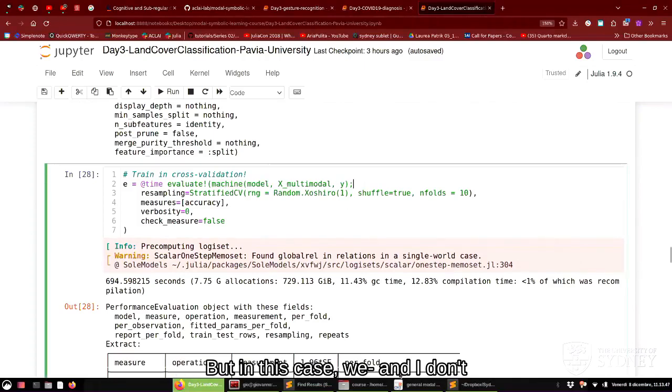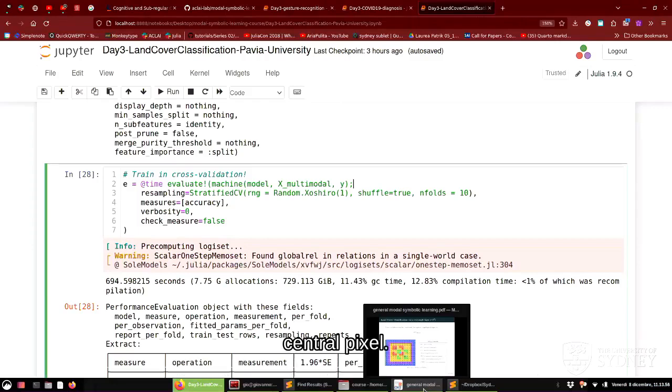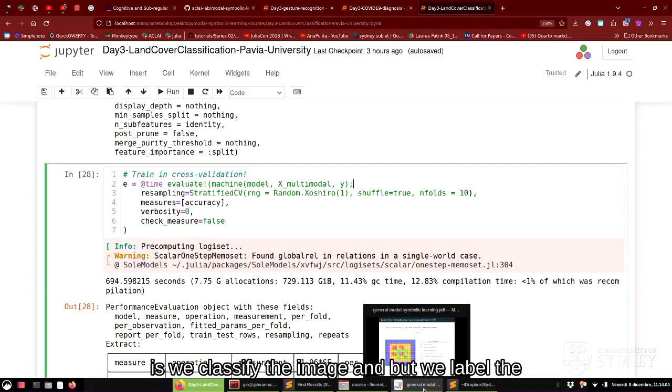But in this case, we discovered that it was preferable to learn a formula that was true on the central pixel, that is, the one that we wanted to classify. So the framework is this: we have a pixel, we look at the neighborhood. What we do is we classify the image, but we label the image with the label of that pixel. The formula that we find is something that is true on the pixel, which makes sense. You want to classify a pixel in an image, you say something about the pixel, but that also tells something about the neighborhood, okay?